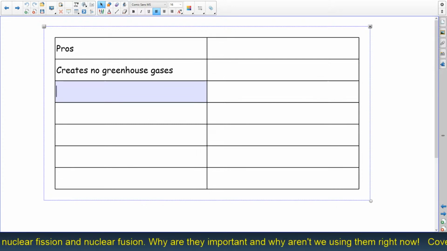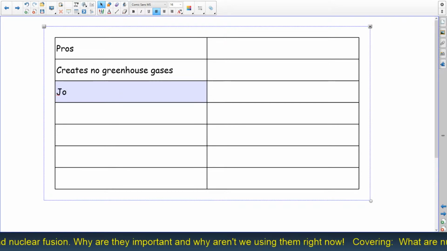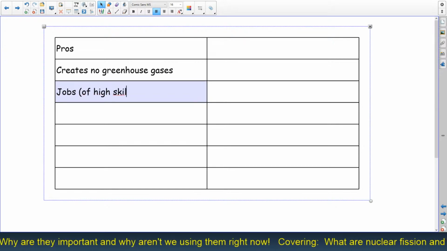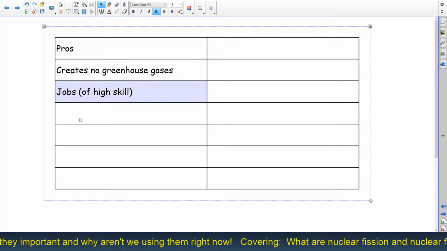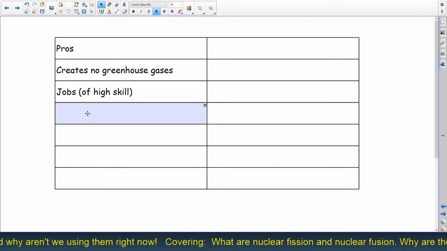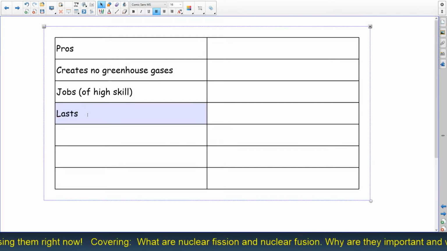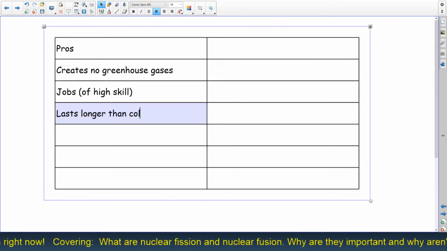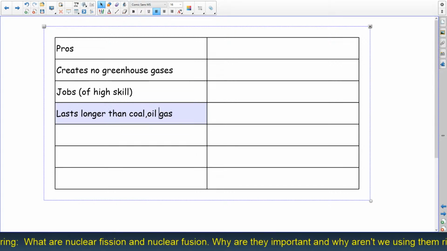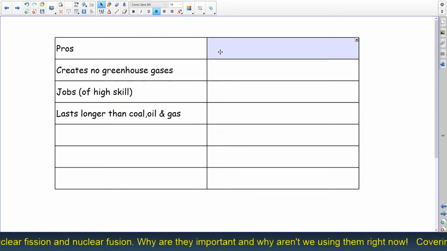Okay, that this is a high skilled job. Okay, so you create lots of jobs of high skill, which is great for your economy. It's great for your workforce. So you get really good high skill jobs, which is what we want, and that's lovely. Okay, so we've got jobs, we've got high skill, we've got the fact that it lasts longer than coal, oil and gas, and it certainly preserves them for the other things that they're useful for. Right? It's not renewable, but it's in that.